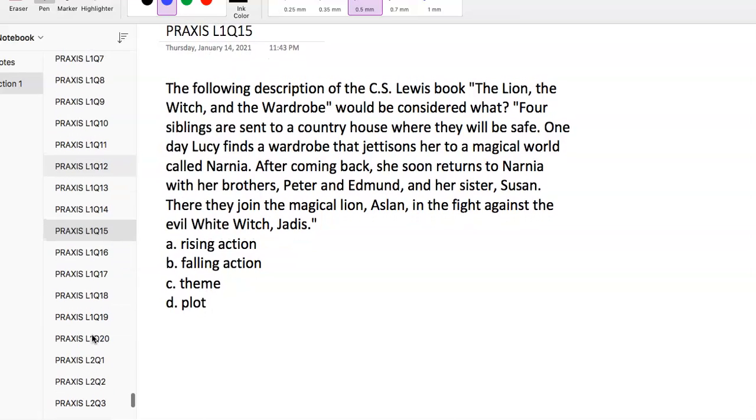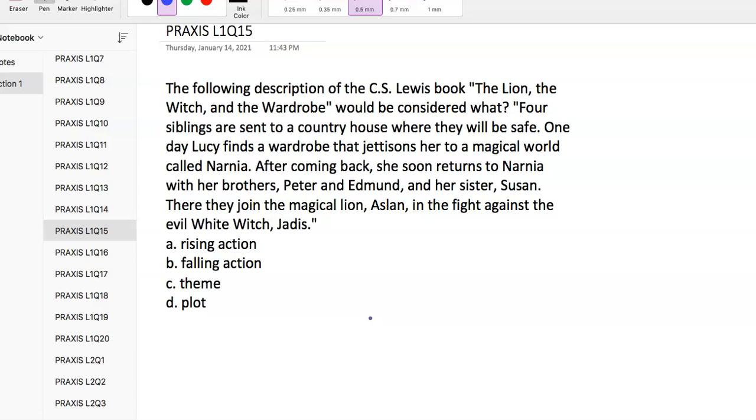Question 15. Okay, and so they're going to be asking us here about, right, is it rising action, falling action, theme, or plot? So go ahead and read this first. The following description of the C.S. Lewis book, The Lion, the Witch, and the Wardrobe says, 4 siblings are sent to a country house where they will be safe. One day Lucy finds a wardrobe that jettisons her to a magical world called Narnia. After coming back, she soon returns to Narnia with her brothers Peter and Edmund and her sister Susan. There they join the magical lion Aslan in the fight against the evil white witch Jadis.